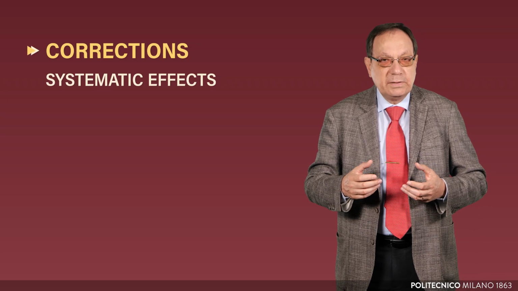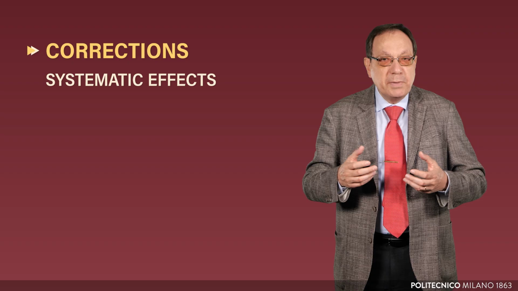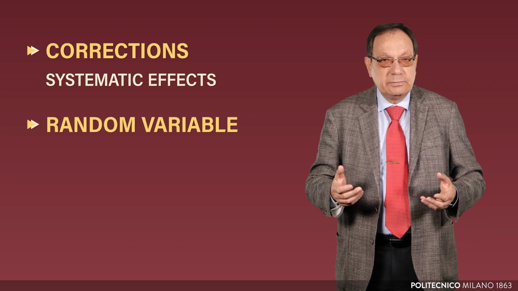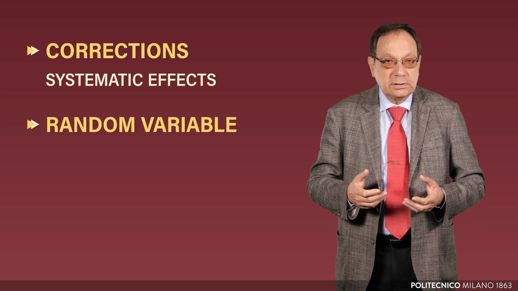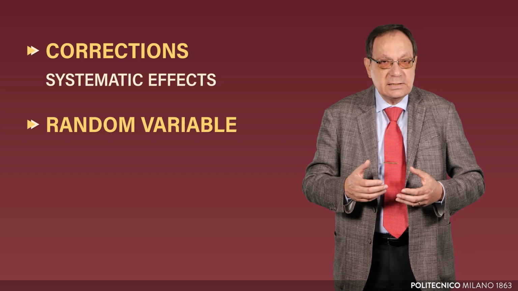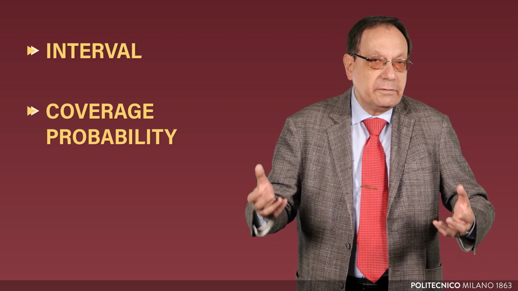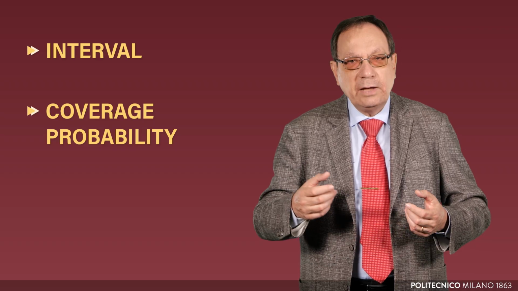To summarize, we have seen that if corrections for systematic effects have been properly applied, the measurement result can be mathematically expressed with a random variable, and the measurement uncertainty can be evaluated by assessing the standard deviation of this variable. It still remains to be seen whether we are able to successfully obtain an interval and a coverage probability, but we will cover this point in detail during a future video.